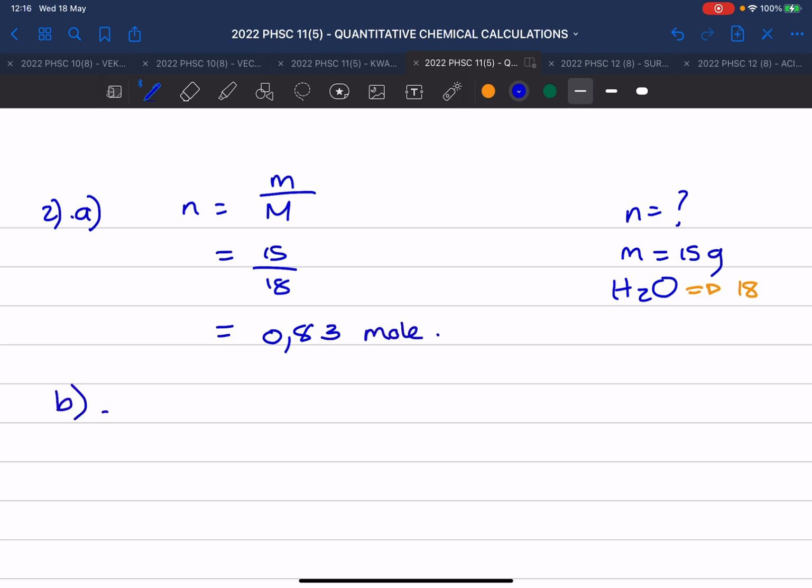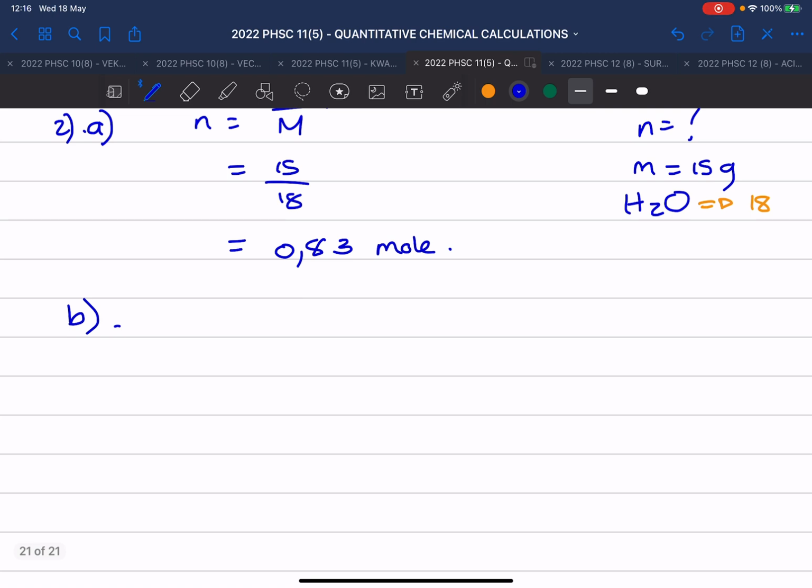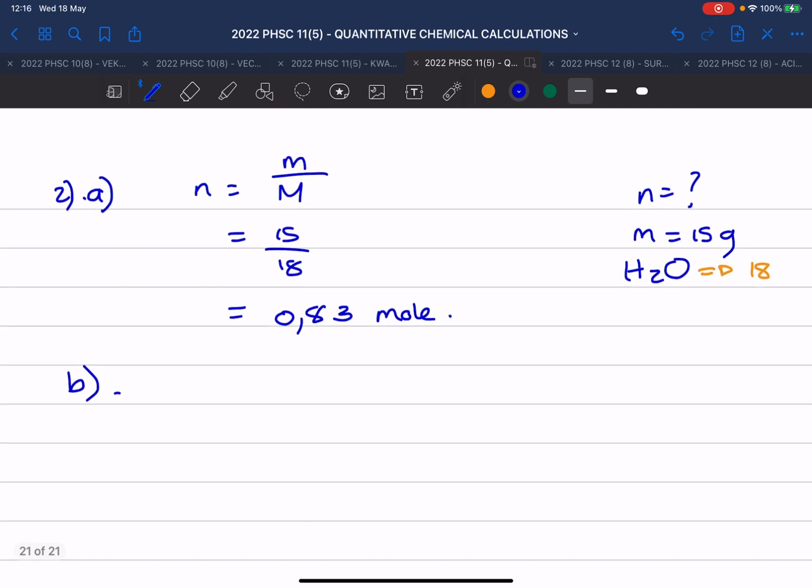Okay, question B. No, you should get 8.33 times 10 to the power negative 1. Type it in your calculator again.